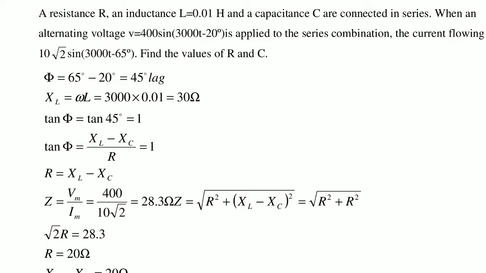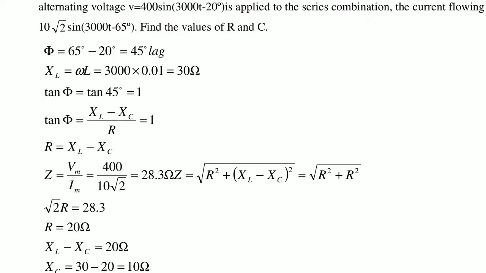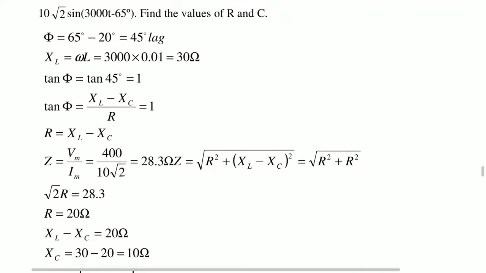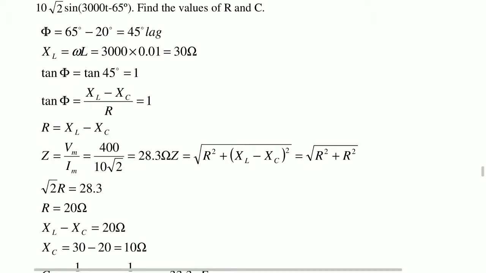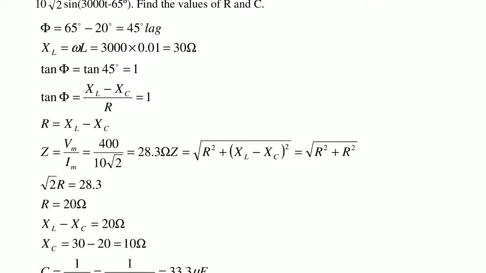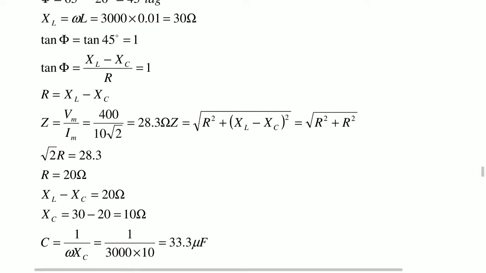Substitute XL minus XC as R in the square root of R square plus (XL minus XC) whole square. So now we get root 2 R is equal to 28.3. So R is equal to 20 ohms. Now XL minus XC is equal to 20 ohms, so XC is XL minus 20, that means 30 minus 20, which gives 10 ohms.